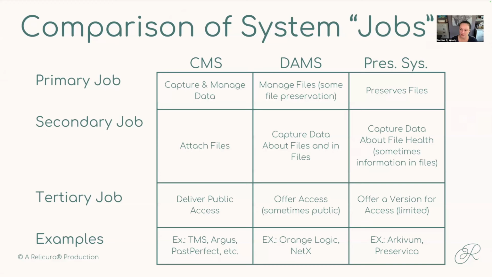And then finally, for preservation systems, primary job, preserve the files, first and foremost, bread and butter. The secondary job is that it does typically capture, at least in the actual created systems versus free tools, data about the file health and sometimes information about the files. The third job is that it'll offer a version for access. And similar to DAMS, this is going to be extremely limited access because ultimately you don't want a whole bunch of people getting access to your preservation system. The primary job is not providing access, and so that's just not something that it does.